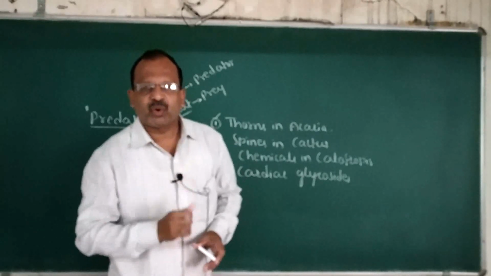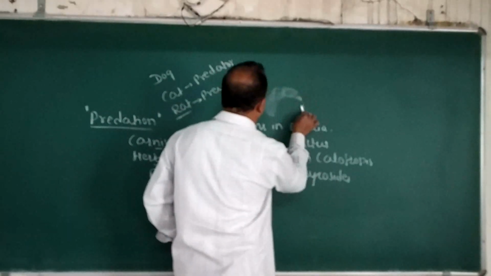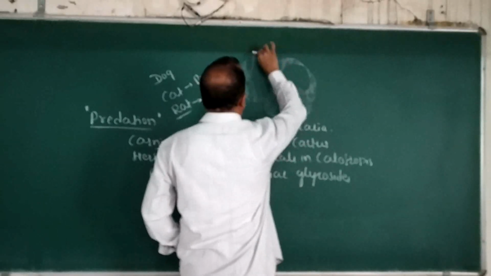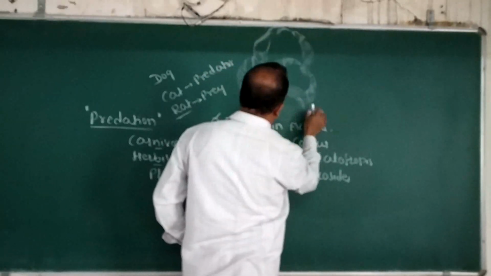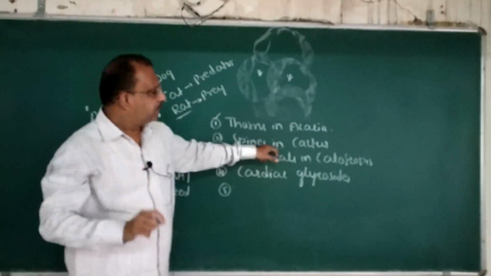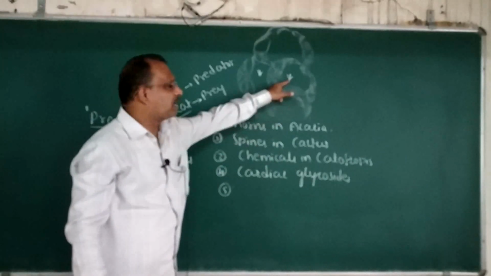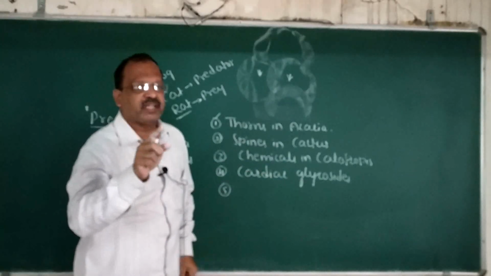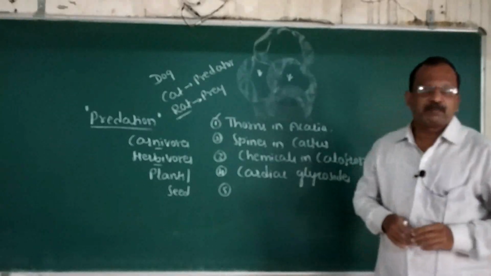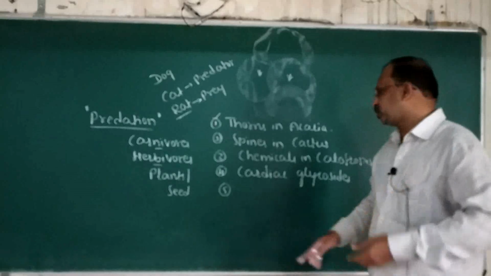Phylloclade is an aerial modification of the stem for photosynthesis, where leaves are highly reduced and modified into spines to perform 2 important functions. One, to protect the plant from herbivorous animals. Second, to check the rate of transpiration.